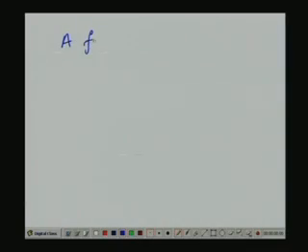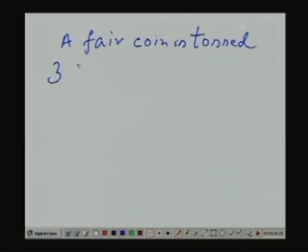We just consider an example here. I am following the book by Papoulis, as I told in the beginning, and it is a problem from Papoulis. This problem says that a fair coin is tossed 3 times. Fair coin means, as you know, it is unbiased.